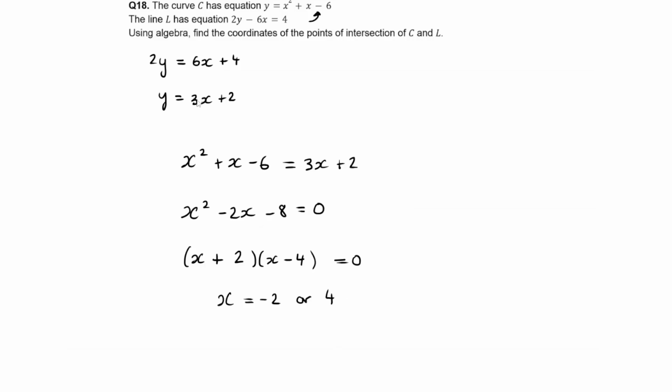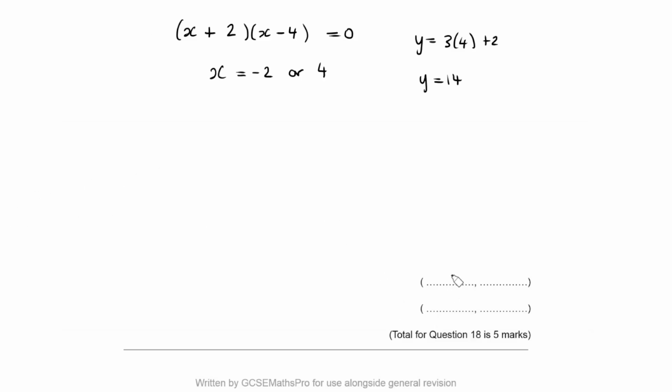And then the last thing is just to substitute those back in. I would like to substitute them back into not only the linear equation, because it's obviously easier, but also the rearranged version, because y is then just automatically the subject. So y would be 3 times minus 2 plus 2, which should give you minus 4. Or y should be 3 times 4 plus 2, which is 14. So now to write them as the coordinates, we had minus 2 and minus 4 together, and then we had 4 and 14 together, and those are your points of intersection for 5 marks.